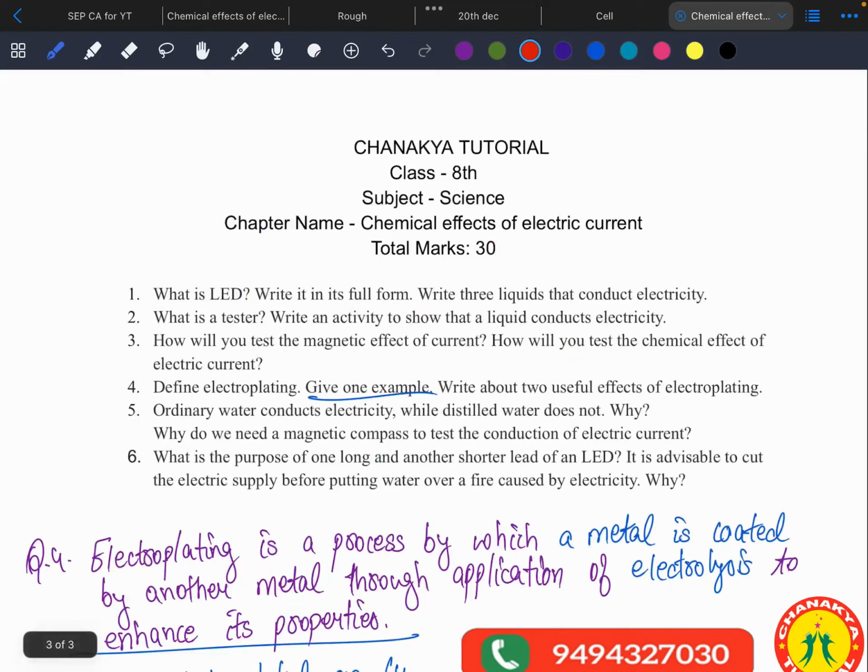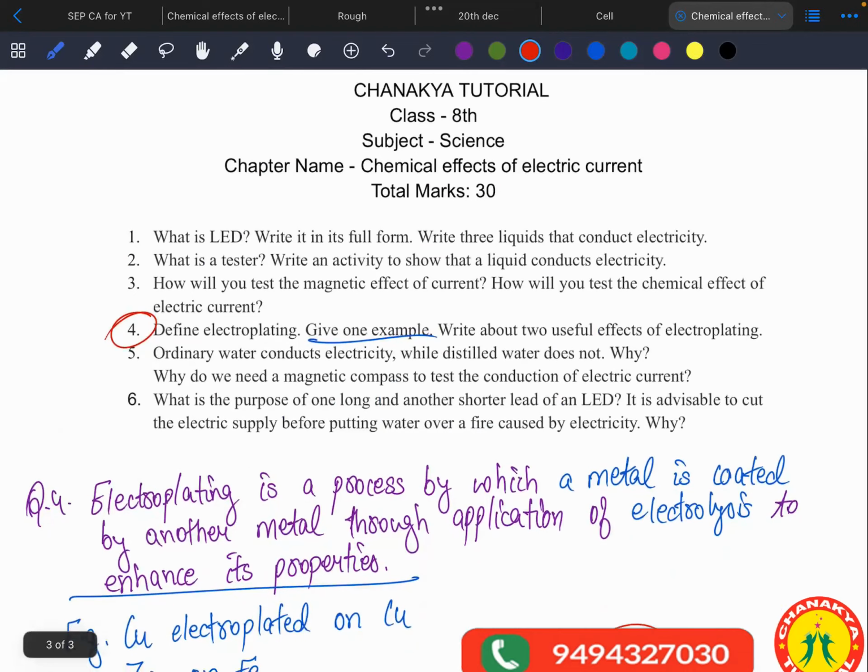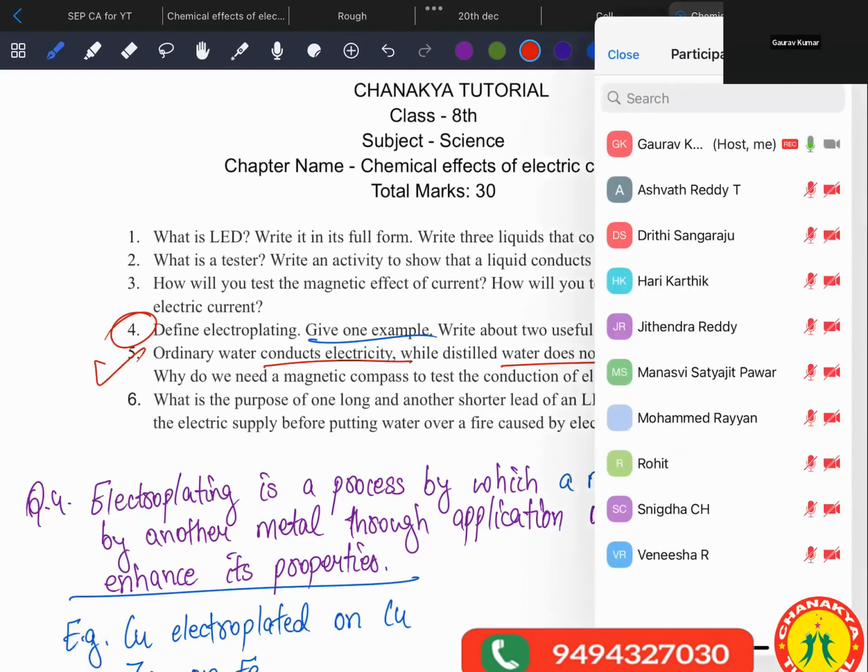Any doubt until question number 4? Any doubt? No, sir. So in the fifth question, ordinary water conducts electricity while distilled water does not. Wait, let me ask this to Ryan. Can you tell why this happened?